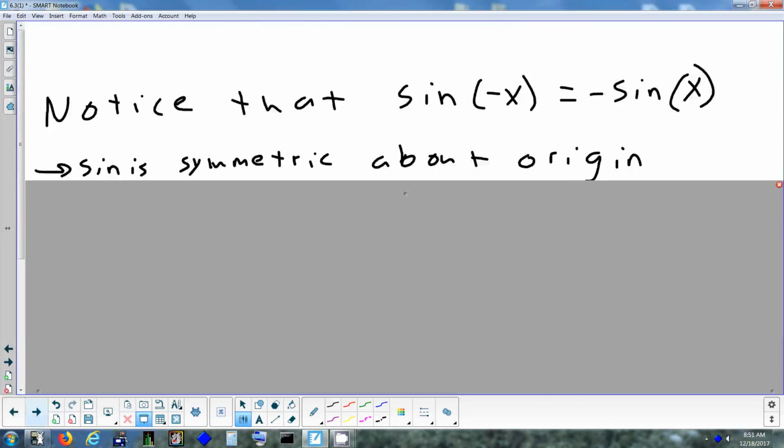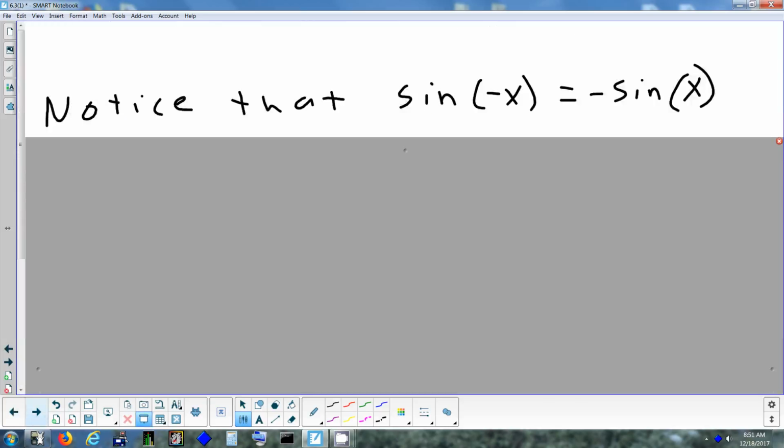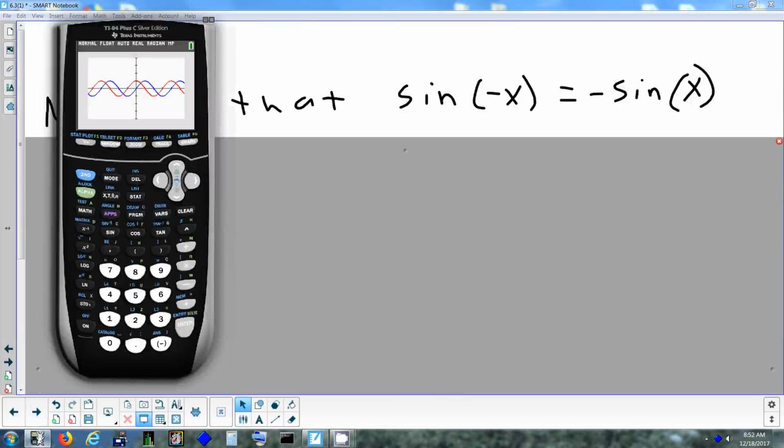Right. So let's take a look at these two graphs. I'm going to graph sine negative x and then negative sine x, and just look at the difference between the two. What happens to the graph when you put a negative either inside or outside? What does a negative cause a function to do? Yes, exactly. It causes some kind of reflection, either over the x or the y-axis in this case.